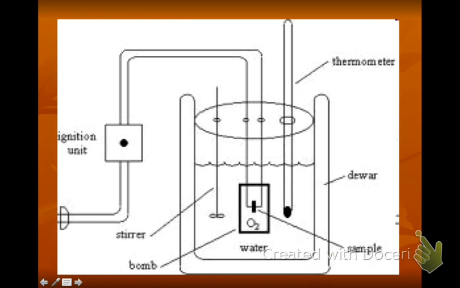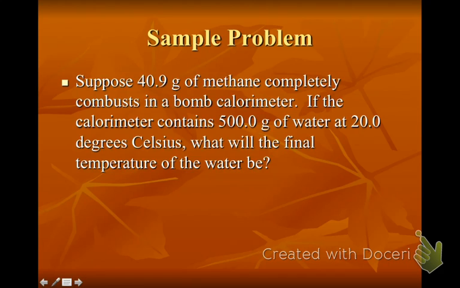Suppose 40.9 grams of methane completely combusts in a bomb calorimeter. If the calorimeter contains 500 grams of water at 20 degrees Celsius, what will the final temperature of the water be? So what we're going to do is we're going to use our delta H enthalpy of combustion, and we are going to figure out for methane how much, and so sometimes you see a little comb down there for combustion, maybe your standard conditions.